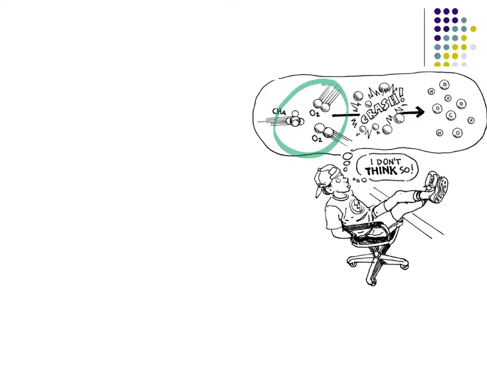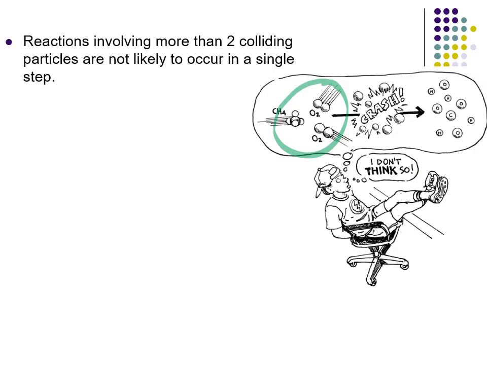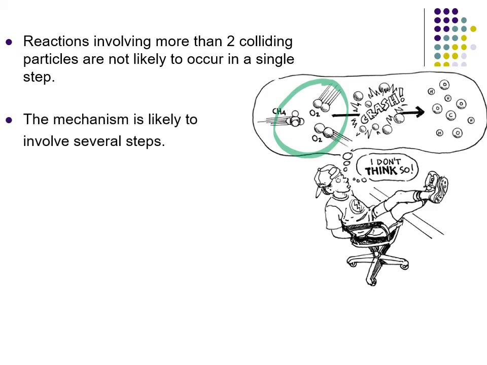However, methane burns super easily. And a lot more complex things than methane also burn super easily. So anything that involves more than 2 colliding particles is going to be relatively unlikely to occur all that often. So what happens instead is that it happens in multiple steps. So the mechanism is essentially those steps that are involved in the process of this reaction.